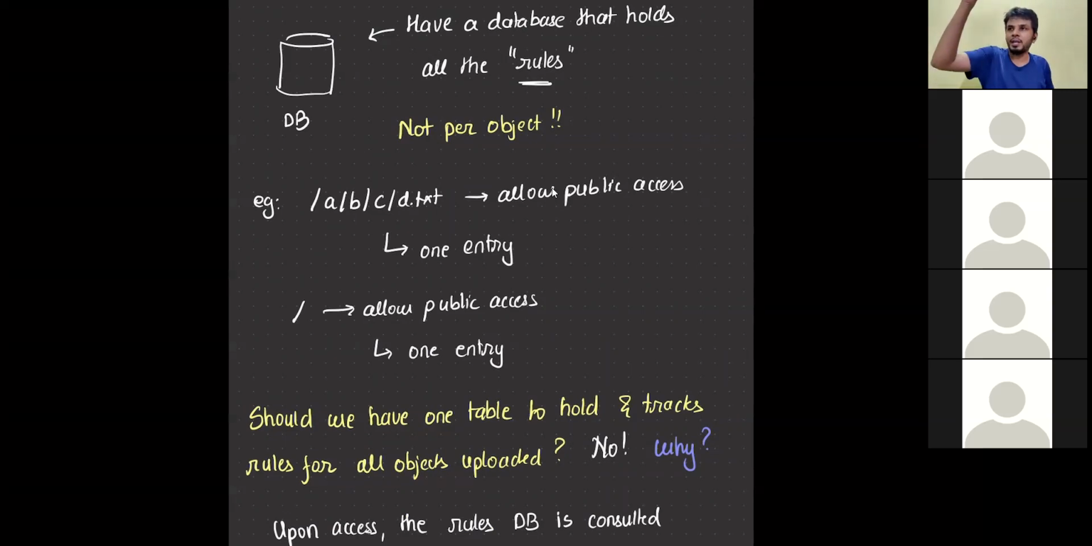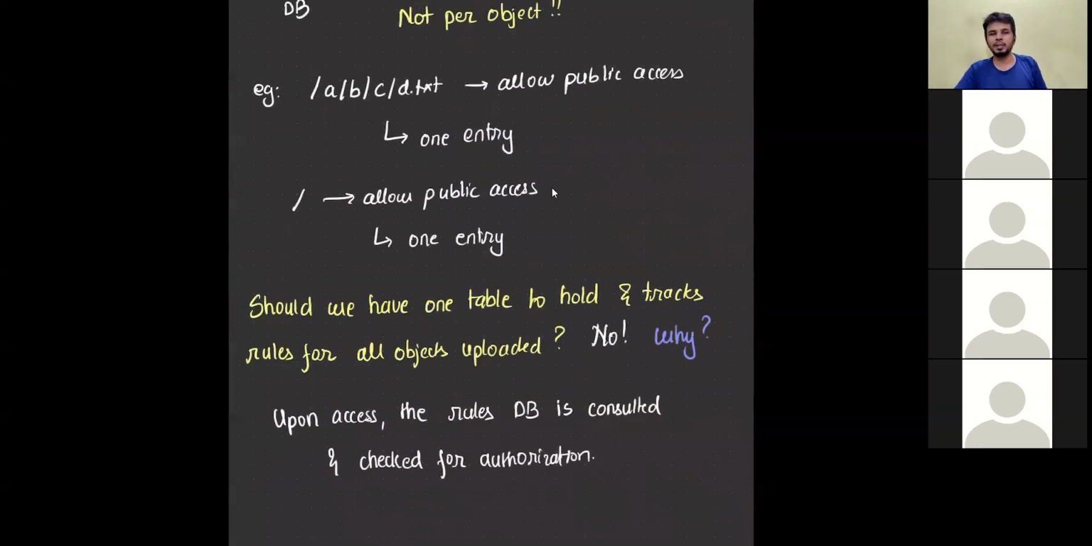So instead of having one copy of a rule per object, you would have just rules that are configured, and when you get a read or write access, you would go through the rules one by one and see which one fits in. That is a good way to design the database. Should we have one table that holds and tracks rules for all objects uploaded? Definitely no, depending on what kind of system you have or what kind of rules you have configured.